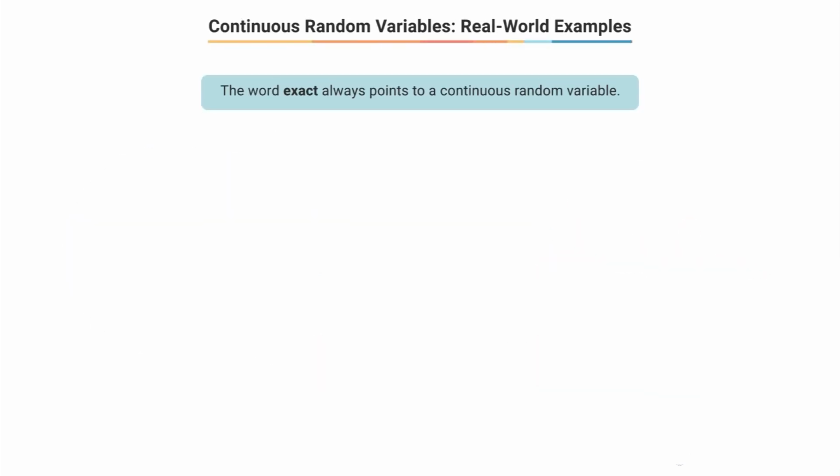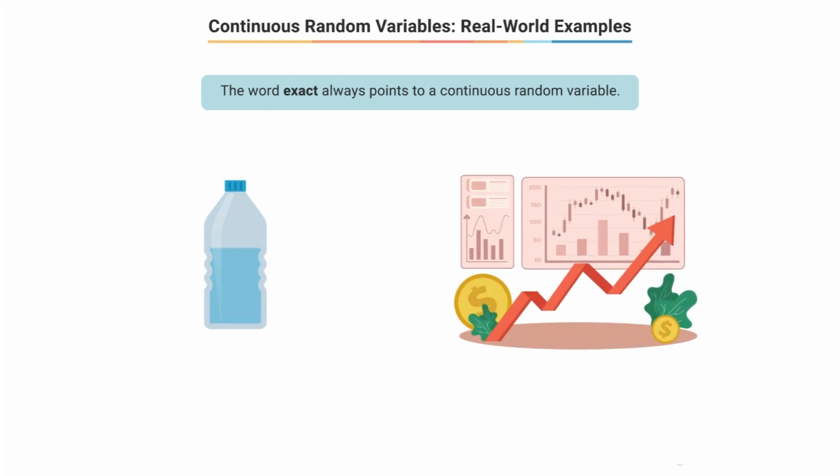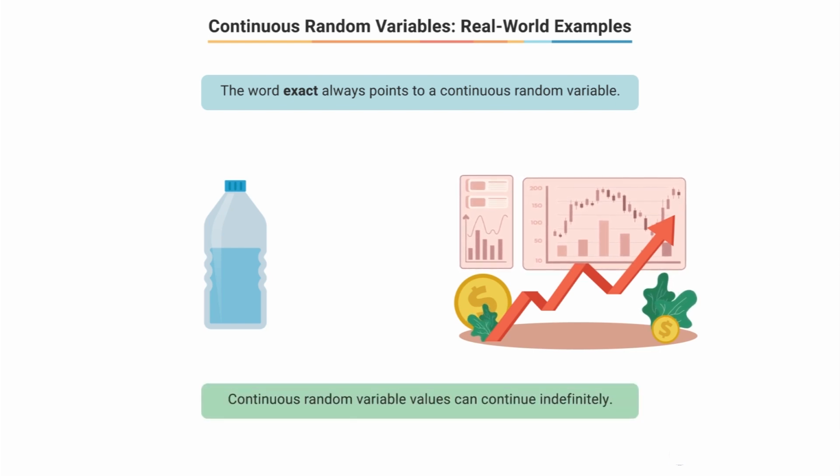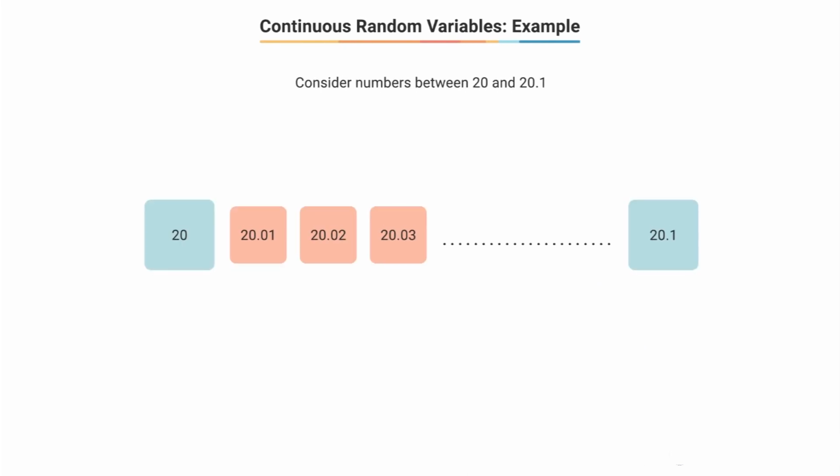So when you use words like exact amount of time, or say the amount of water present in a bottle, or exact stock price at the end of a trading session, or anything that is generally exact, this is always going to be a continuous random variable. The reason is that the moment you say exact, the values that the random variable can take are going to be infinite. Even just between 20 and 20.1, there could be a million values. Whenever you have such kinds of random variables, they are called continuous random variables.